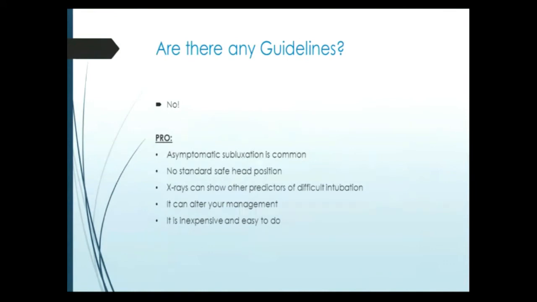If you look at most textbooks, they will again say it's contentious, but if they've got severe disease, if they've had the disease for a prolonged period of time, you should probably have neck flexion extension films. So just a pro-con argument here. The pros: asymptomatic subluxation is common. Just because they don't have symptoms doesn't mean that they don't have disease or that it's not severe. There's no standard safe head position.